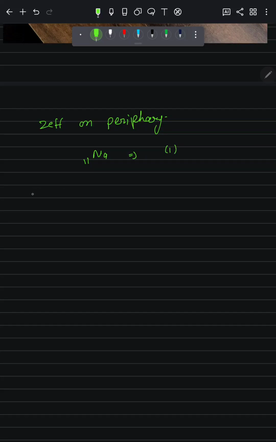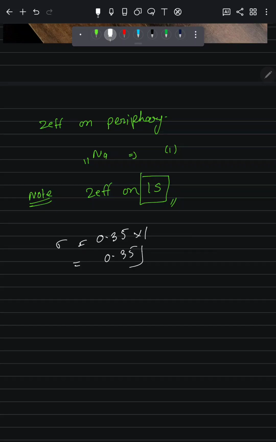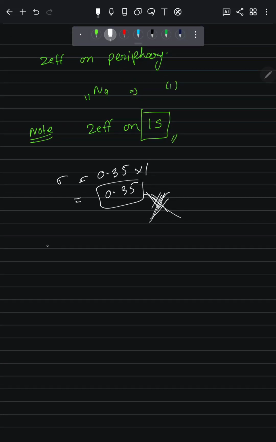And another application or note that we can get from here is the Z effective charge on the 1s orbital. So this is important. For the 1s orbital, the sigma value that we used to take, 0.35 into 1, or 0.35 will be the answer. So this is not correct. This is not the actual way to answer this. So we use the sigma value for the 1s orbital as 0.30, not 0.35, 0.30 into 1, so it will be 0.30, and this will be the effective nuclear charge for the 1s orbital.